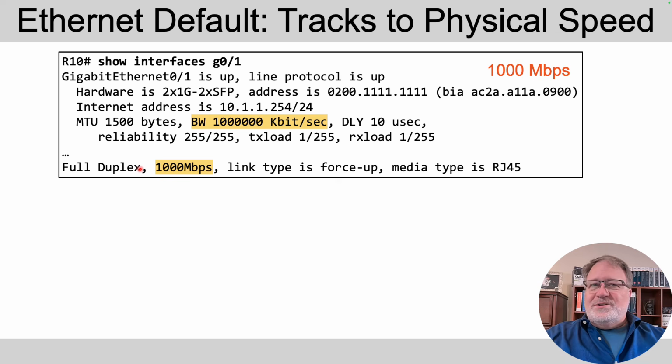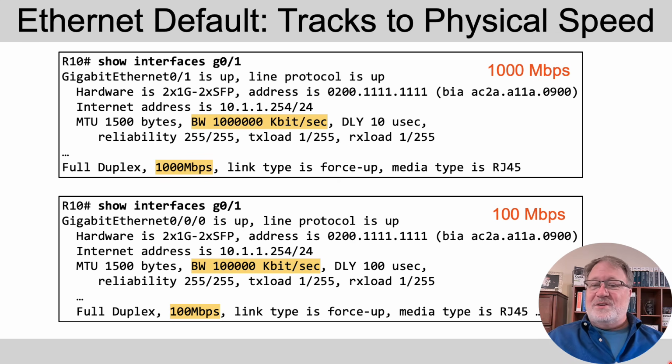Now, if we were to change the configuration on this interface to where it was running 100 megabits, and we had not configured the bandwidth setting, then the router would automatically change the bandwidth setting. In fact, I did just that. I went in and configured the speed to 100 megabits. If you look closely, now the bandwidth is 100,000 kilobits, which is equal to 100 megabits. All right. So under normal circumstances, on an Ethernet interface, the bandwidth tracks the physical interface speed.